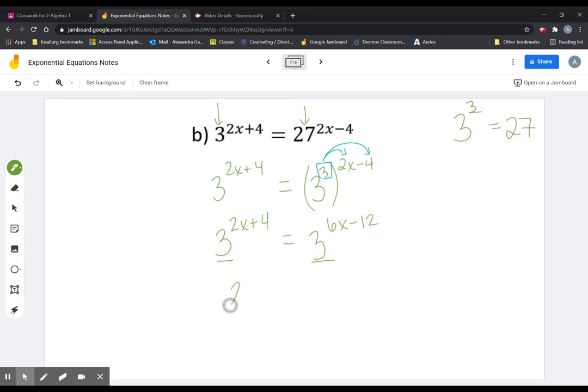We'll get 2x plus 4 equals 6x minus 12, and then it's a 2-step. So we'll get 4x is equal to 16, and we'll get x is equal to 4. So that first step, converting so you have the same base, is going to be really important.